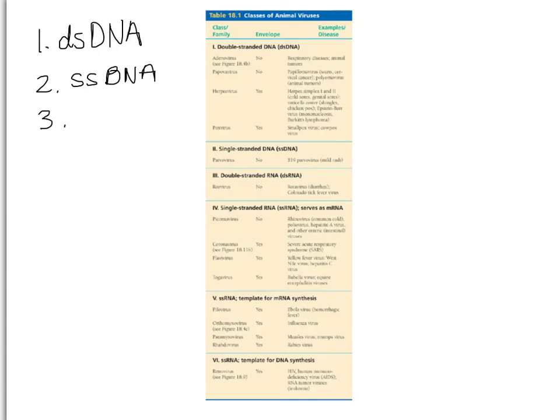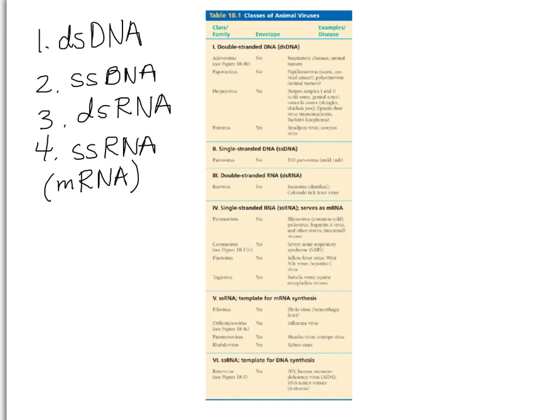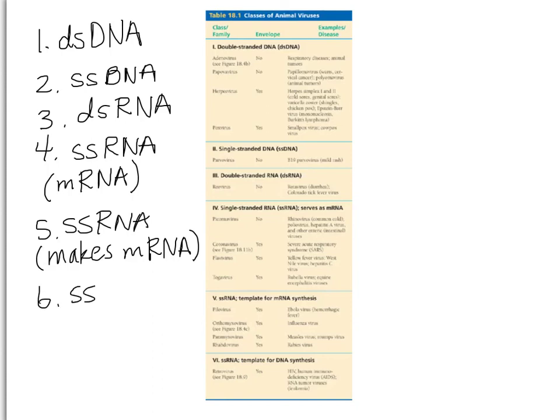The third one is double-stranded RNA. Again, I didn't go over that category, but it's another one that's out there. Fourth category, single-stranded RNA that acts as messenger RNA. So in other words, it gets into the cell and the cell can translate it to make their proteins. That is the one example that I went over for the RNA. Fifth, we could also have single-stranded RNA that is used to make more RNA. So put that in parentheses, makes messenger RNA. Okay, and then finally, the last one we talked about, the retroviruses, single-stranded RNA again, but this time it's used to make DNA.